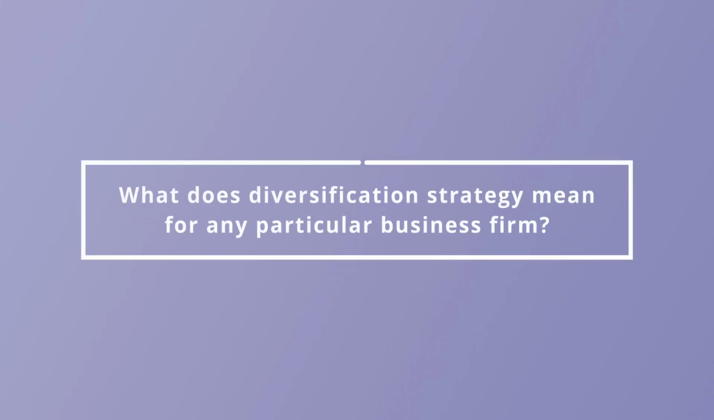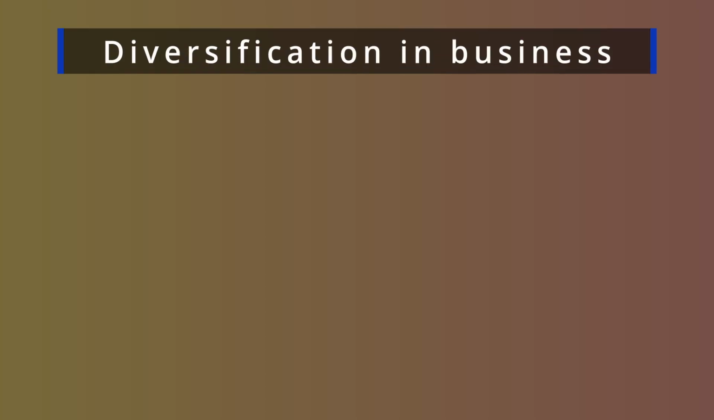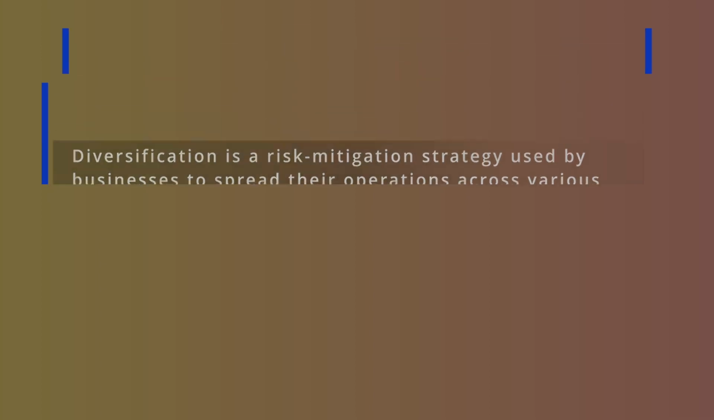Now, before going into detail, at first we must understand what diversification strategy actually means for any particular business firm. For any business firm, this diversification strategy is basically a risk mitigation strategy in which a firm tries to spread its operation across various activities having different outcomes. If a firm is investing its entire fund in any particular venture, then there is a high risk that the firm will incur loss.